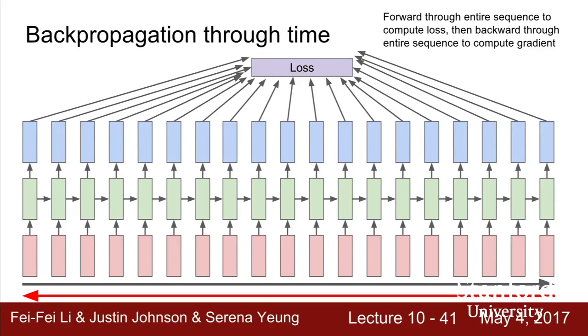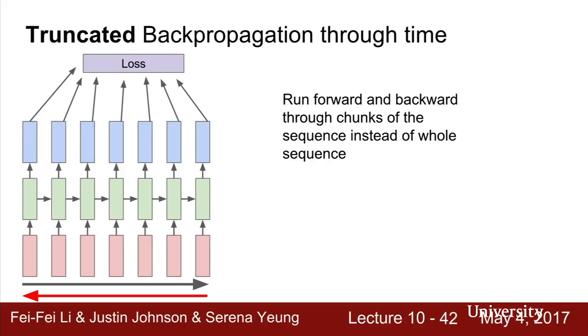And that would be super slow. Your model would never converge. It would also take a ridiculous amount of memory, so this would just be really bad. So in practice, what people do is this sort of approximation called truncated backpropagation through time.